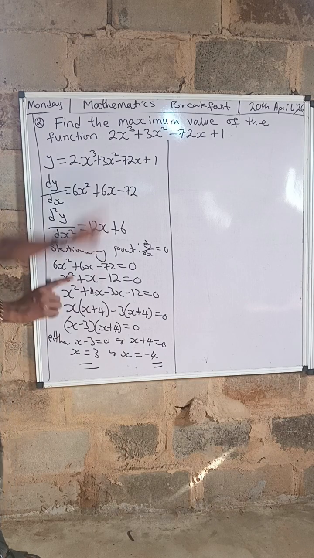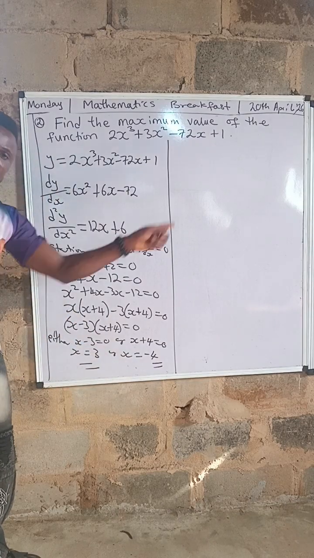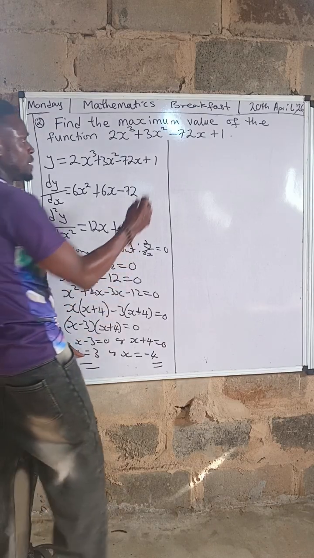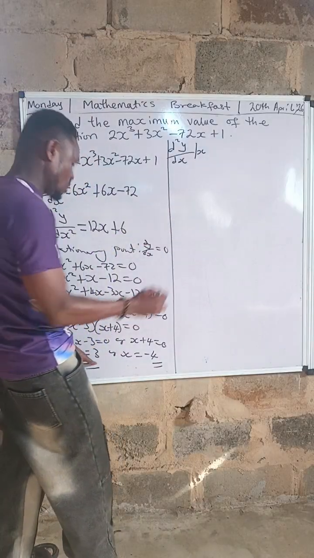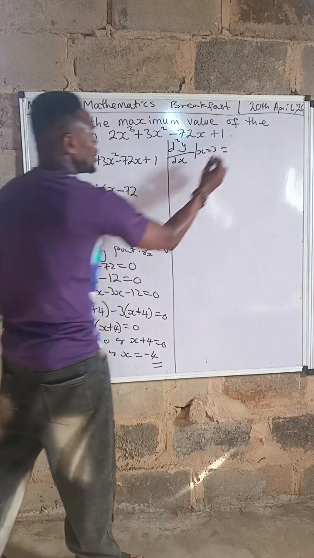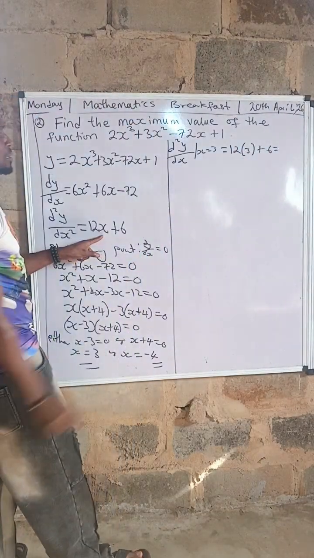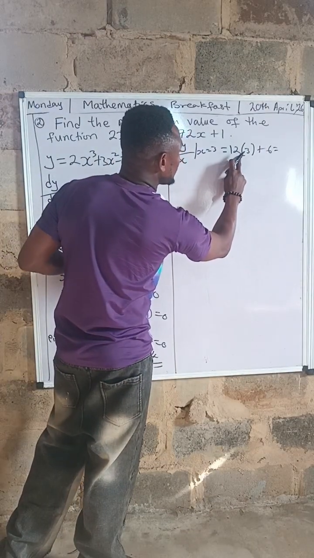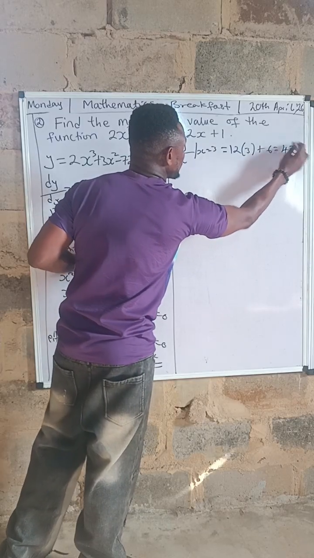To get the maximum value of the function, substitute these two values into the second derivative, and you're going to get a value less than 0. So let's substitute x first. d²y/dx² when x is equal to 3. What would that give us? Look at the value of d²y/dx², 12x plus 6. We now have 12 into 3 plus 6. That will give us 12 times 3, 36. 36 plus 6, 42. So here will give us 42.